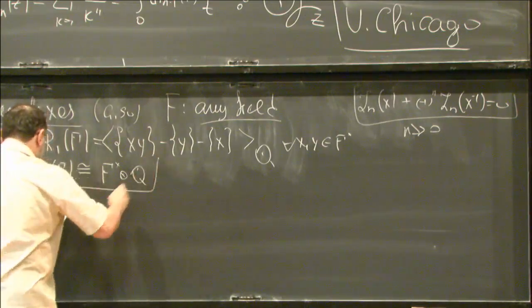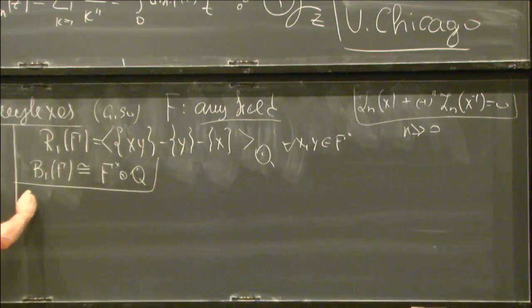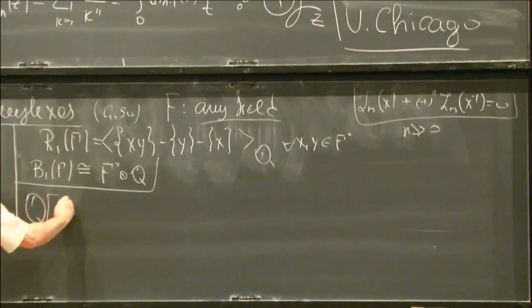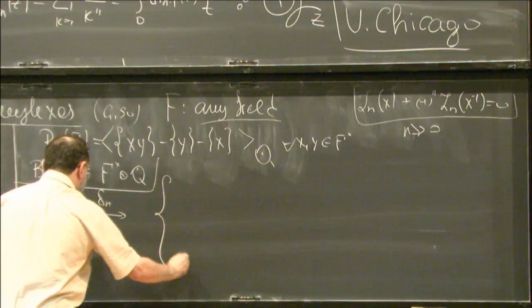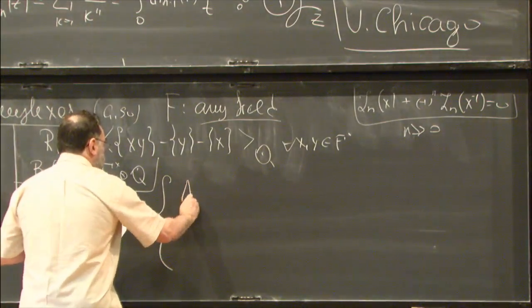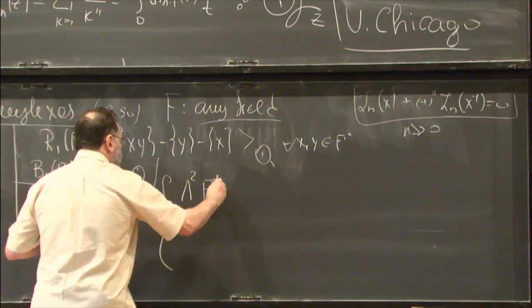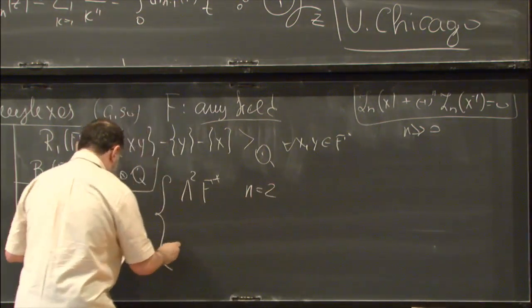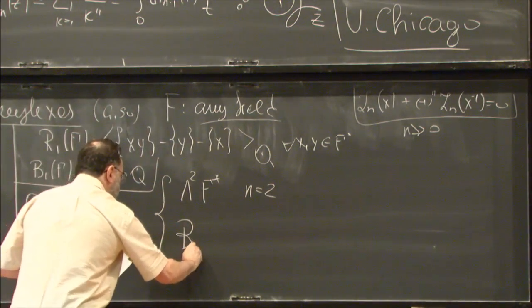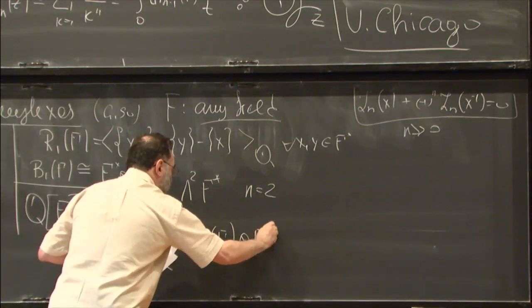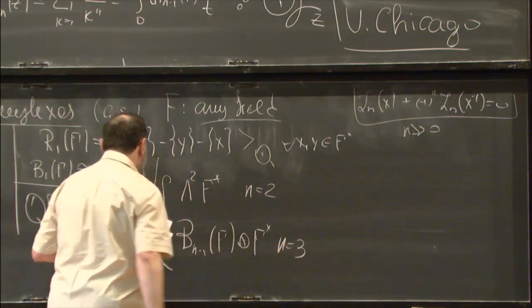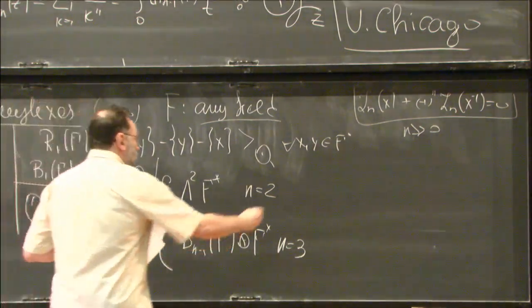And so we define a map from Q of F, a map delta n, to wedge 2 of F star when n equals 2, or to the previously defined group B n minus 1 of F tensor F star when n equals 3. And the map works as follows.